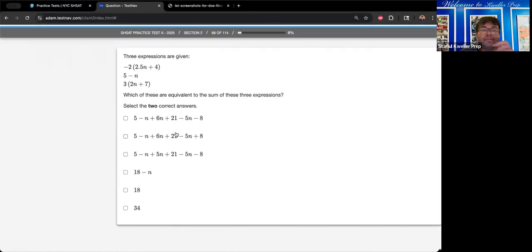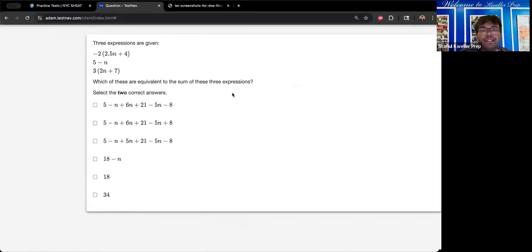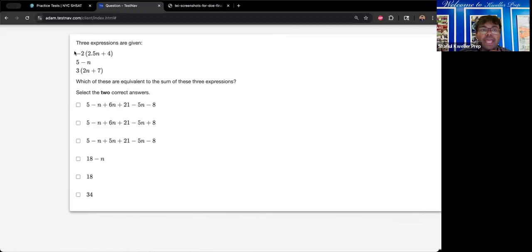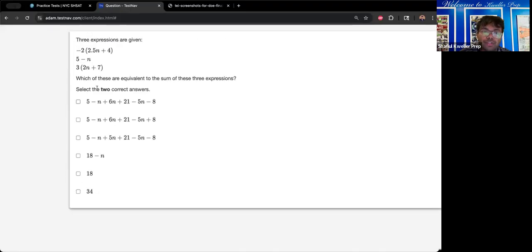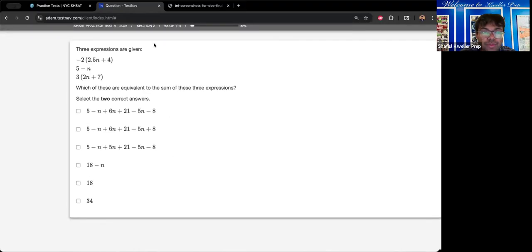Yeah, this one is kind of annoying. Which one of these are equivalent to the sum of the three expressions? So you have to add up these three expressions and then choose which one. There's two correct answers, so it's like a checkbox one. You just have to choose the two of them that are correct. So let's add each one.